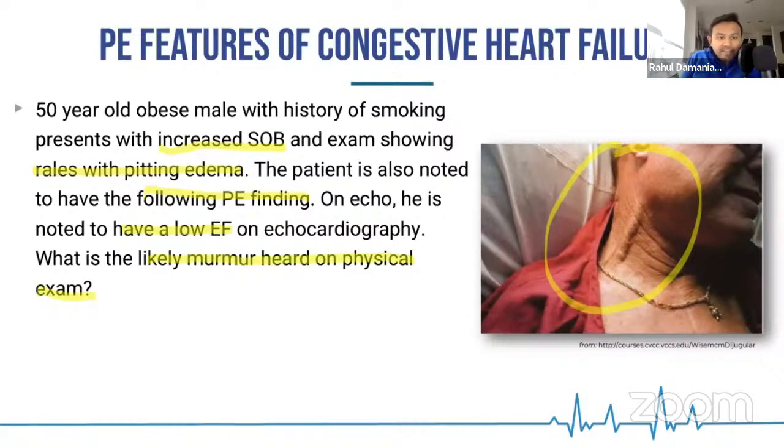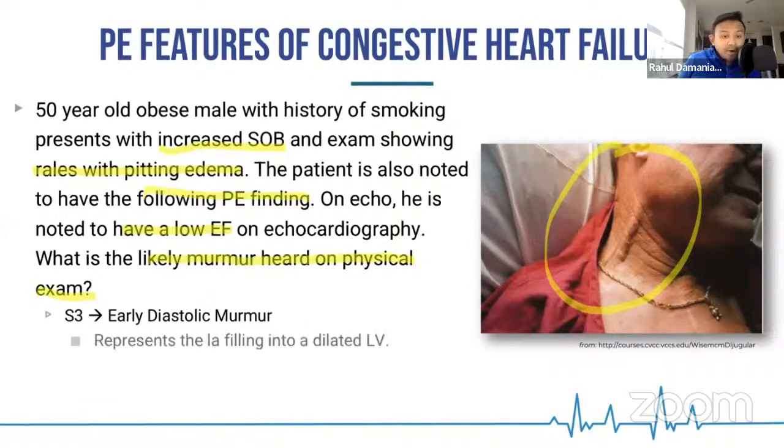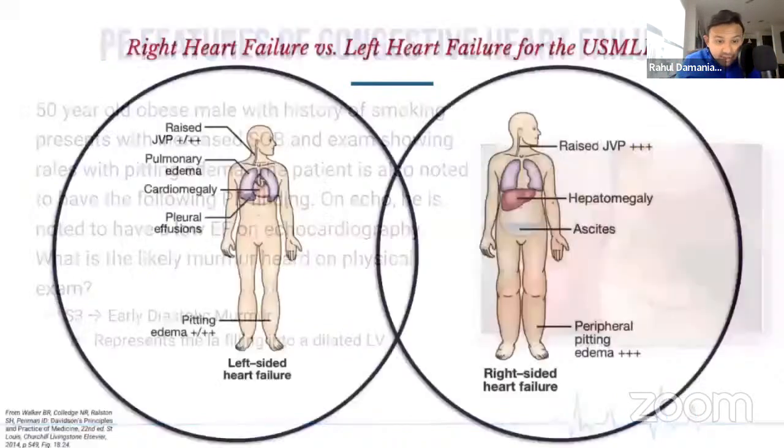So clearly, this patient is going to have left-sided heart failure. The patient is going to have rales, signs of fluid overload, and this classic physical exam finding of JVD. And so when it comes to the murmur, which you may hear in a patient who has congestive heart failure, it is going to be an early diastolic sound known as the S3. Remember that the S3 represents the left atrium filling into a very dilated left ventricle, because in congestive heart failure, your LV becomes just a very floppy bag.